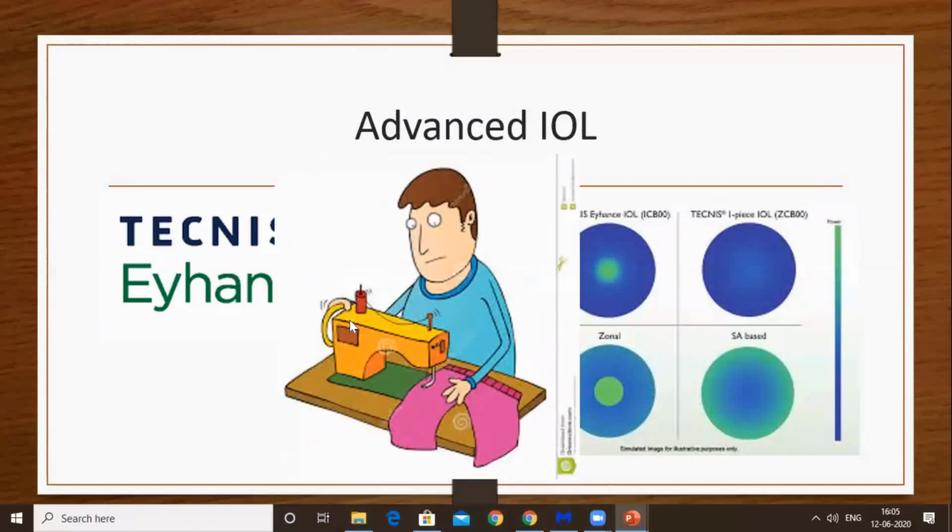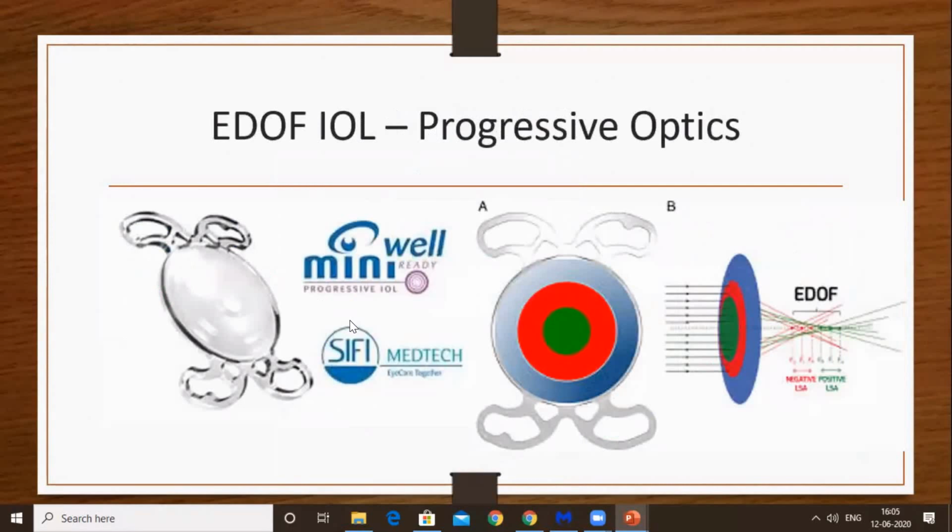I am adding that those who have a lot of tailoring work can also go with this iHands IOL. Also, I am happy to explain about this EDOF IOL, which comes in progressive optics. If you see here, this is the Mini Well Ready IOL, a progressive IOL, which comes with 3 different zones. You can see one green zone, a red zone, and another plain zone.